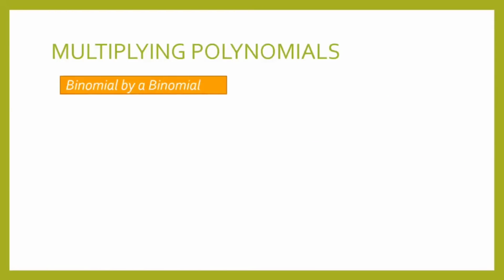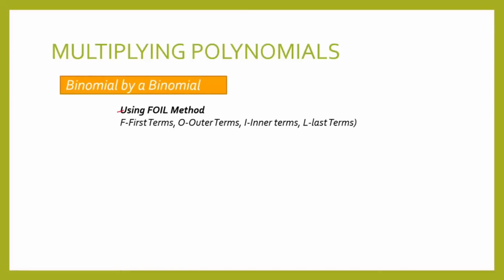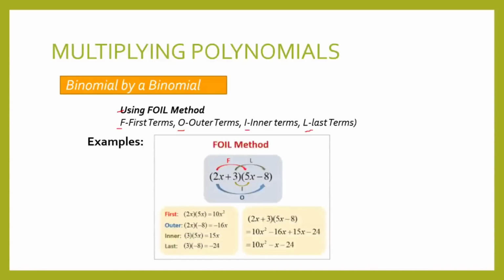Now, how about if we are going to multiply a binomial by a binomial? So a binomial has two terms. The most common method that we use is the FOIL method, although you can use the long multiplication method or the vertical method to solve for this. But for our examples, we will use FOIL. F stands for first terms, O for outer terms, I for inner terms, and L for last terms. And here is an example.